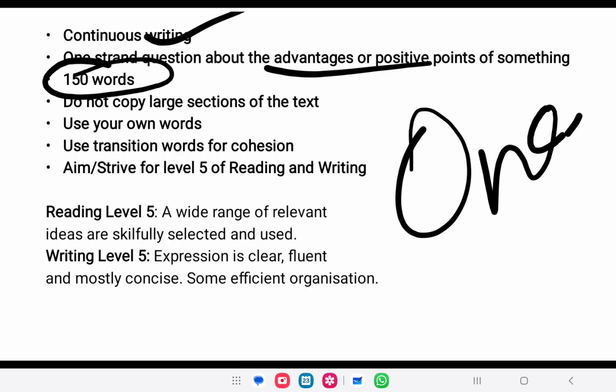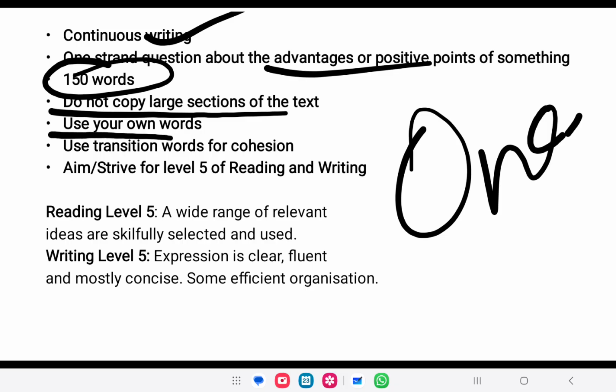Then you don't have to copy large sections of the text. I would rather say that you don't have to copy. There are a few words that are mentioned in the text. If they are important, you can use them in your summary writing. But do not write the sentences as they are written in the text, or copy two or three sentences and paste them in your answer. Just select the ideas and write them yourself. That is going to be your summary.